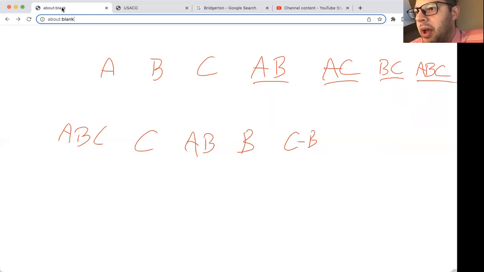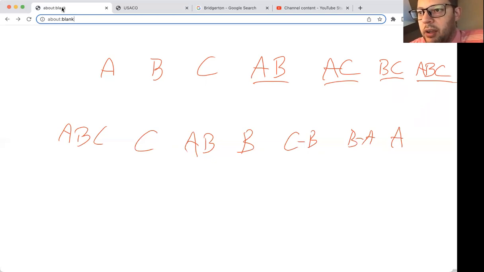I would have BC minus AC, which would be B minus A. I would have ABC minus AB, which would be C. Oh, we already did that one, CB. And then I would have ABC minus BC would be A. Let's see, have I gotten all these? I'm sure I've missed one of them here.